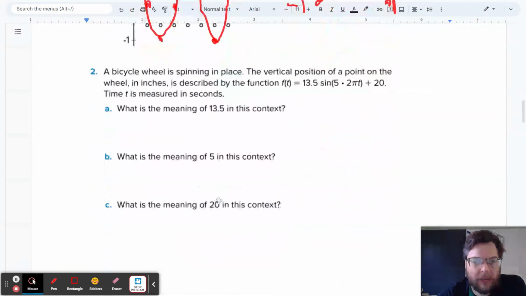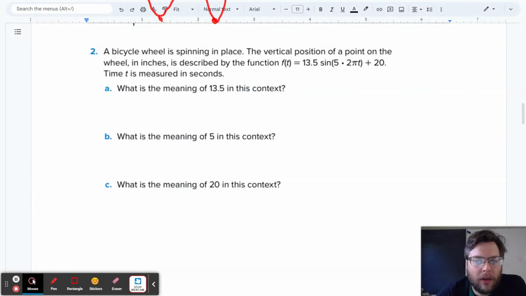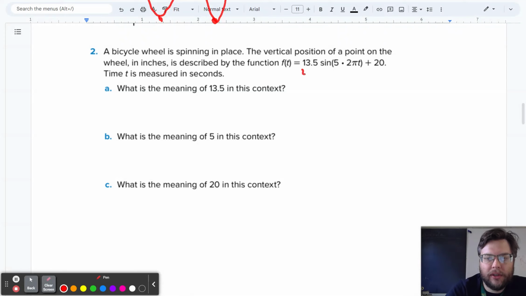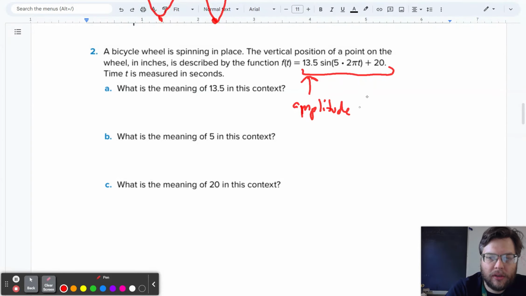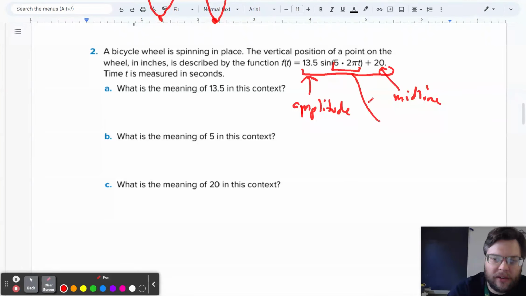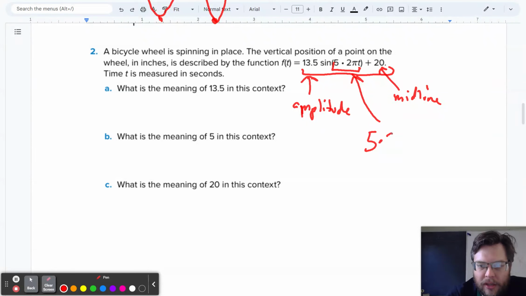Okay, now we're talking about a bicycle wheel. Vertical position is represented by this lovely looking function right here. So 13.5 is the amplitude, 20 is the midline, and 5 is part of our frequency. So let's use that real quick.